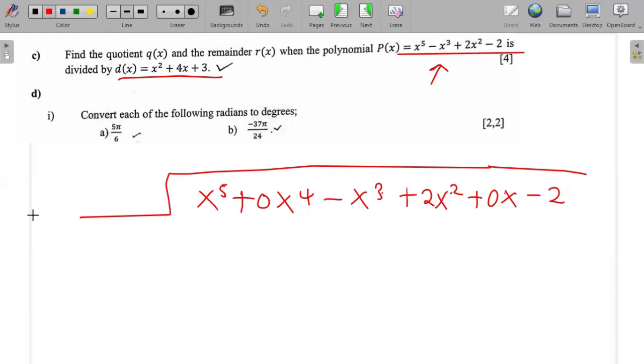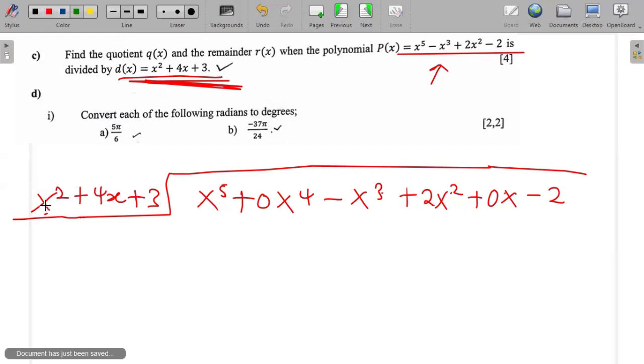So that's my polynomial, and whatever I'm dividing it with is x squared plus 4x plus 3. So we do long division here. It's just like in grade 7. So it will be x squared into x to the power 5. What do you think we are going to get? We're going to get x to the power 3, because it's x to the power 5 over x squared. Since the powers are the same base, we can say 5 minus 2, which is just x to the power 3.